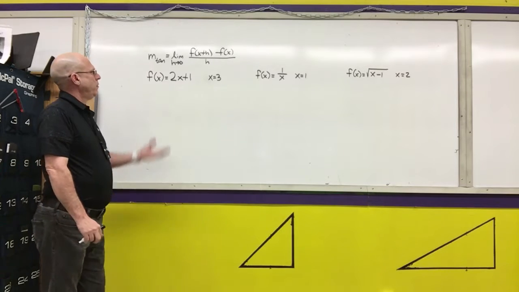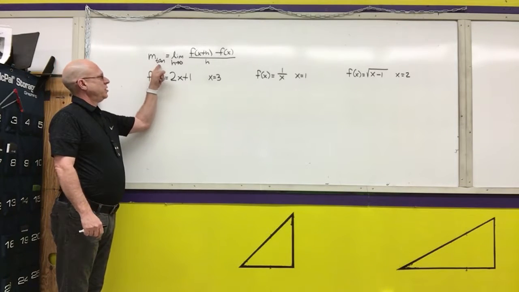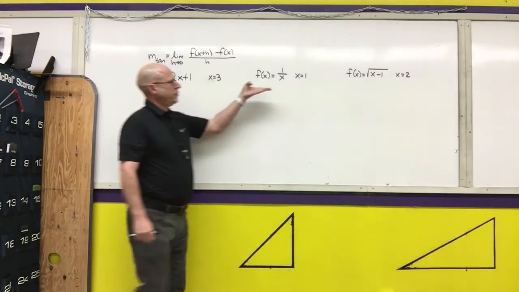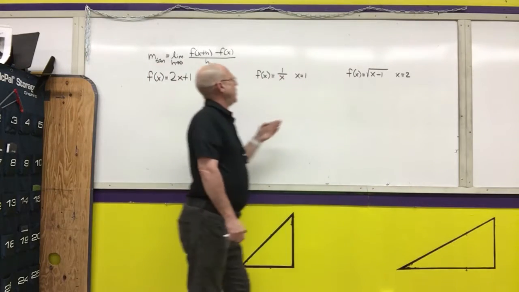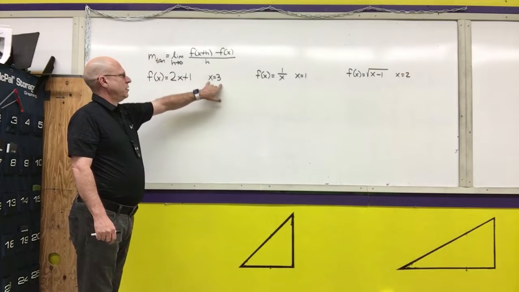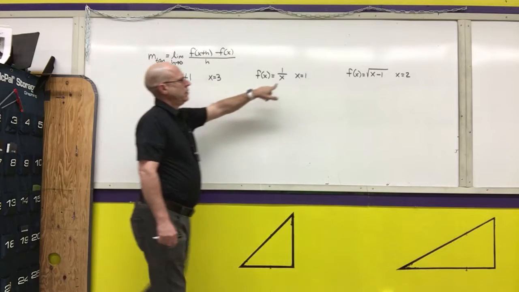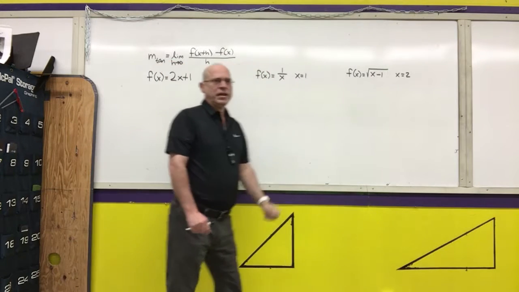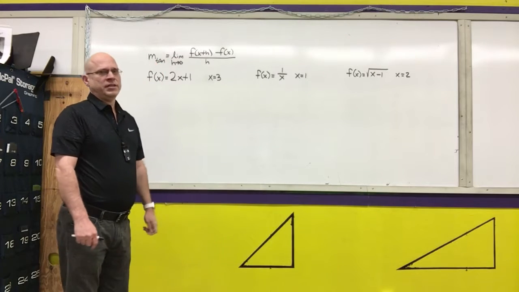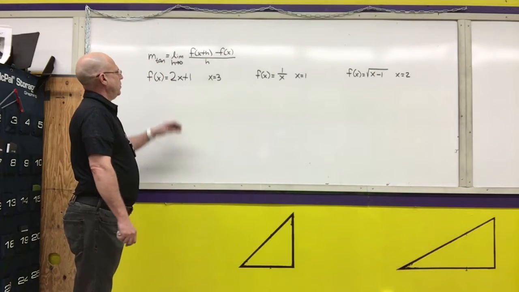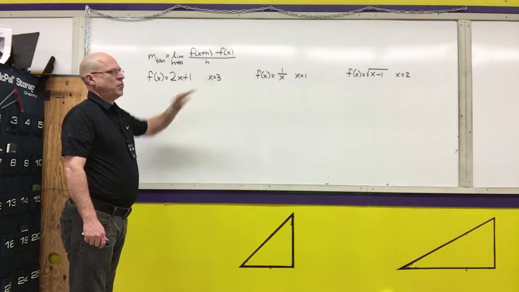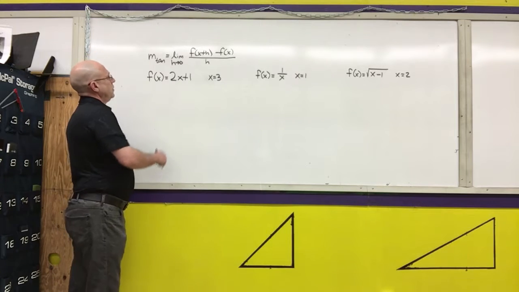In this video, I'm going to find the slope of the tangent line for 3 particular functions. And then we're going to actually calculate the slope at a particular point on those 3 functions, and then write the equation for the tangent line that goes through those points on those 3 functions.